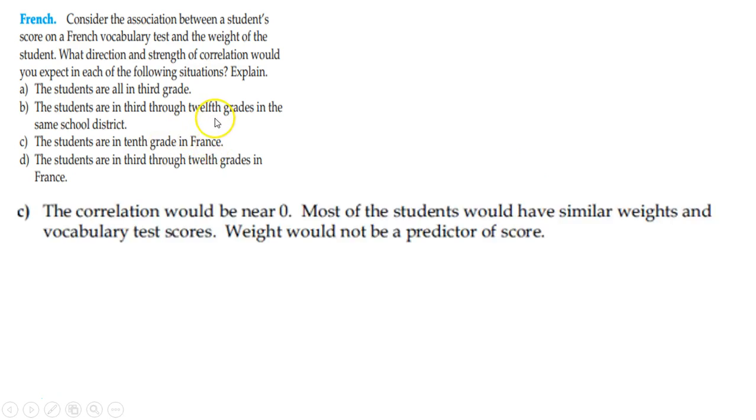The students are all in 10th grade and in France. Now, for that one, they're all in 10th grade, but they're all in France. So they're all in the same grade. So they should all know about the same stuff, right?